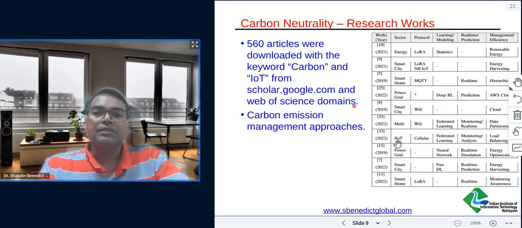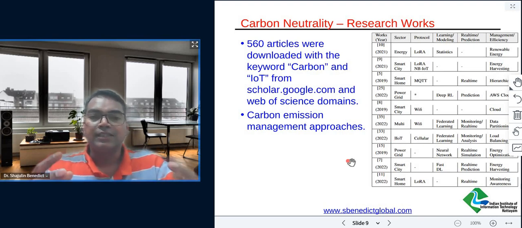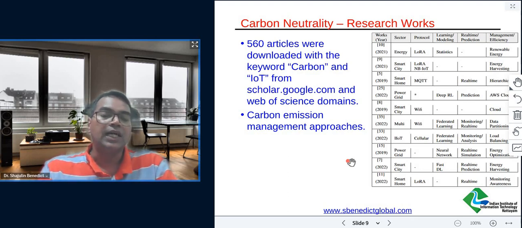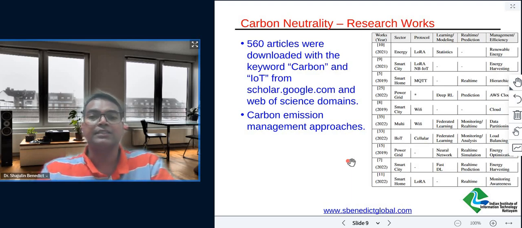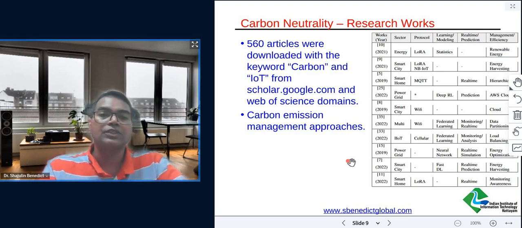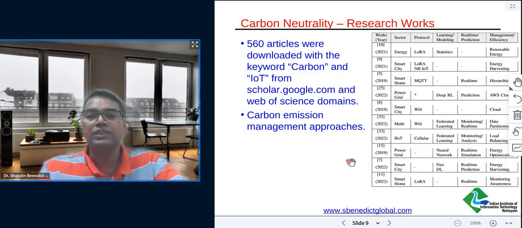So this particular table comes out of the basic survey, after going through a lot of articles. It was searched with the titles carbon as well as IoT, because the focus was more towards IoT based systems and how IoT based systems can contribute to carbon emission and how it can be targeted. So with that intention, this particular article was written after a lot of survey.